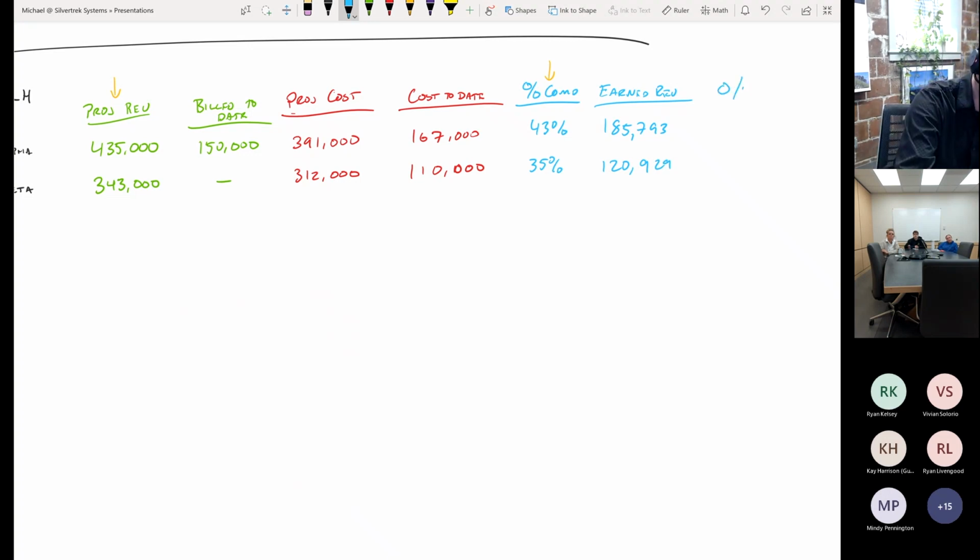Next, we have to calculate our over or under billing. So in the first case, we can see that we've earned $185,000 in alpha, and we've billed 150. Well, we've earned more than we've billed, which means we're underbilled. I usually like to show underbillings as a negative number, or underbilled by $35,000. Underbilled by $35,793. In the second case, we've earned 120 in the beta job. We billed 0. And so our underbilling is the full amount of our earned revenue, negative 120,929.